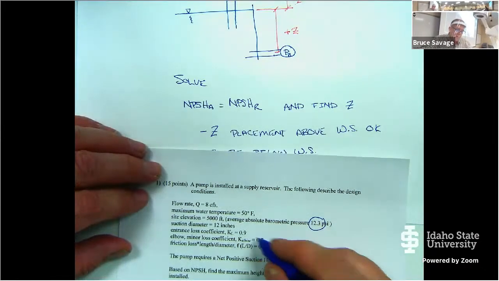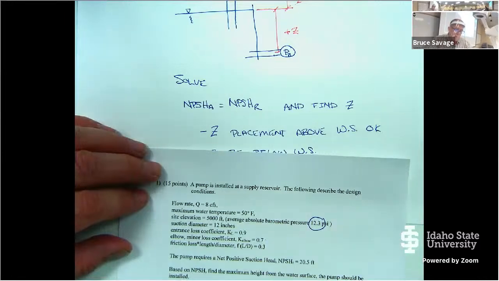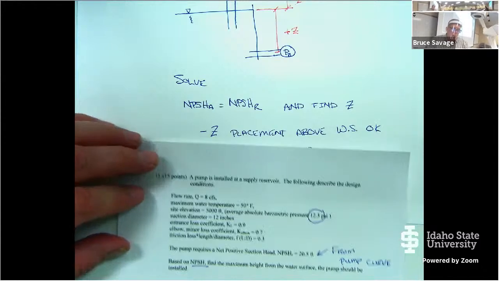We have an entrance loss, we have an elbow, we have a friction loss, and the pump requires a net positive suction head of 20.5 feet. This is from the pump curve. Based on the net positive suction head, we want to find the maximum height from the water surface the pump should be installed.